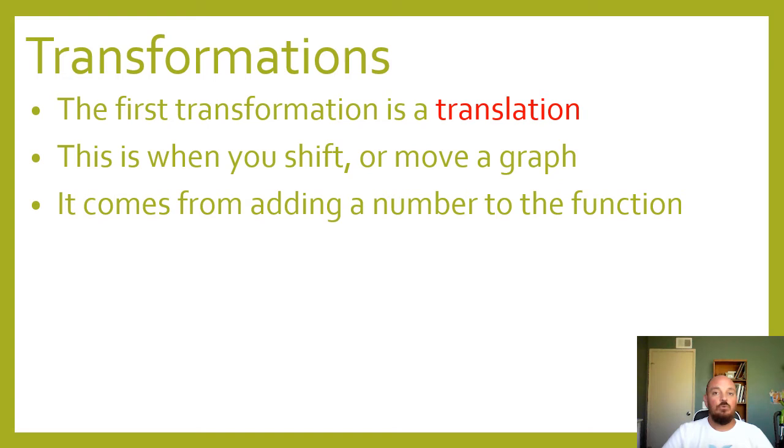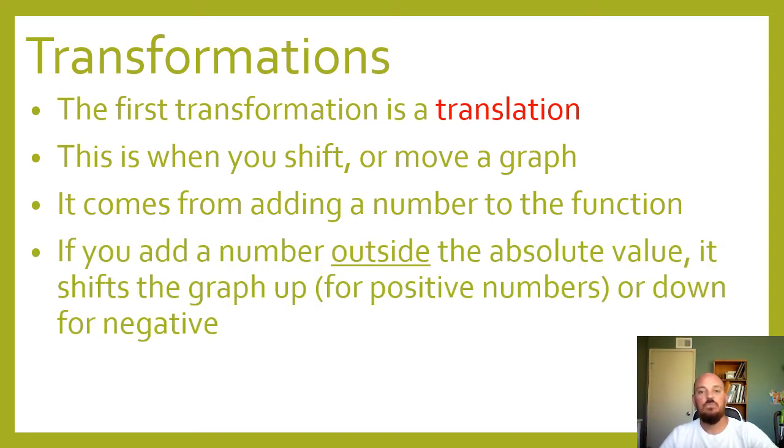And a translation or a shift happens when you add a number to the function. Now, which translation you do depends on whether the number is positive or negative and where it's being added. So let's start by adding a number outside the absolute value. So we have our f of x equals absolute value of x, and let's say I just put like a +10 on the end, or a -7, or something like that.